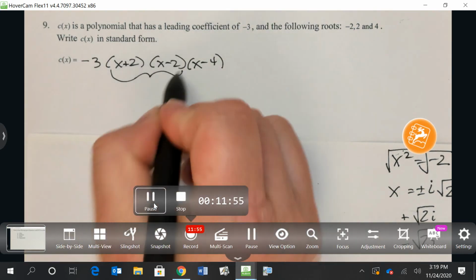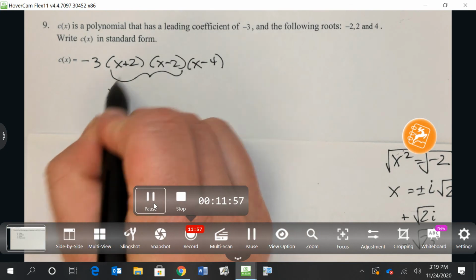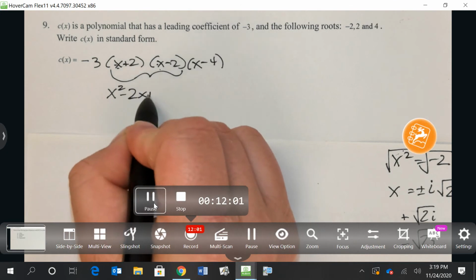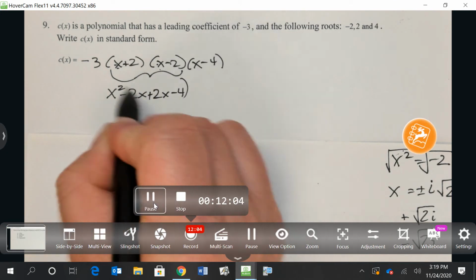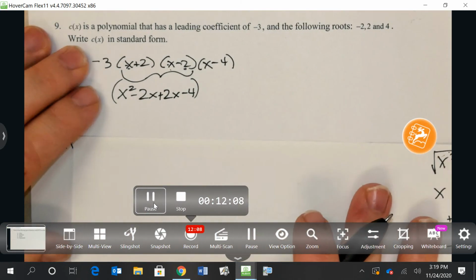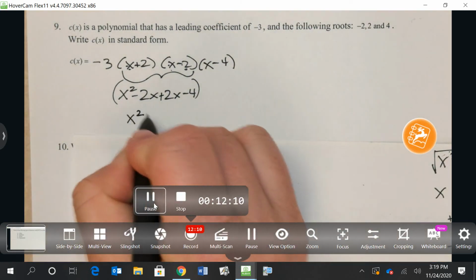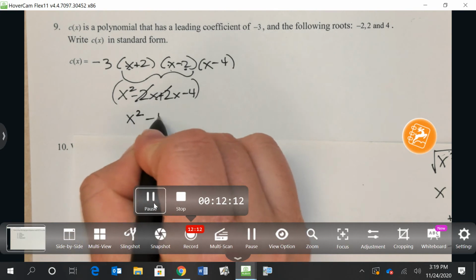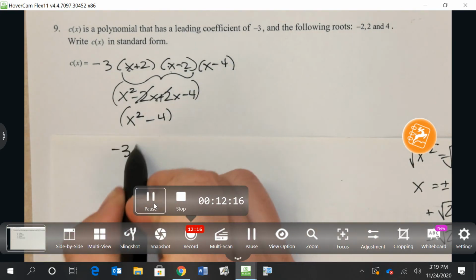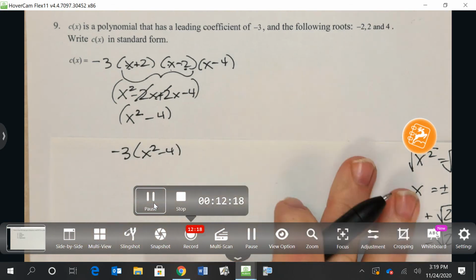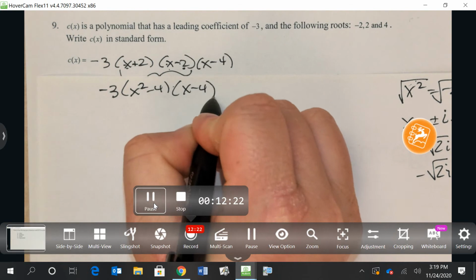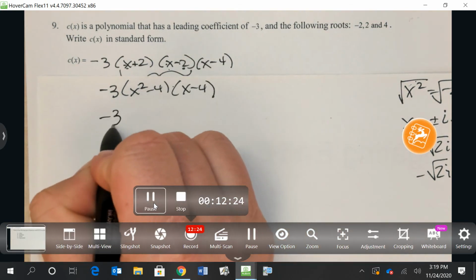So I'm going to start with just the first 2, and I'm going to FOIL: front, outside, inside, and last. That's this portion. And I'm going to combine like terms. X squared, these 2 are going to cancel, minus 4. Okay, so in front I have a negative 3. I have an x squared minus 4. And in back, what I haven't touched yet is the x minus 4. I'm going to leave that negative 3 alone for now.